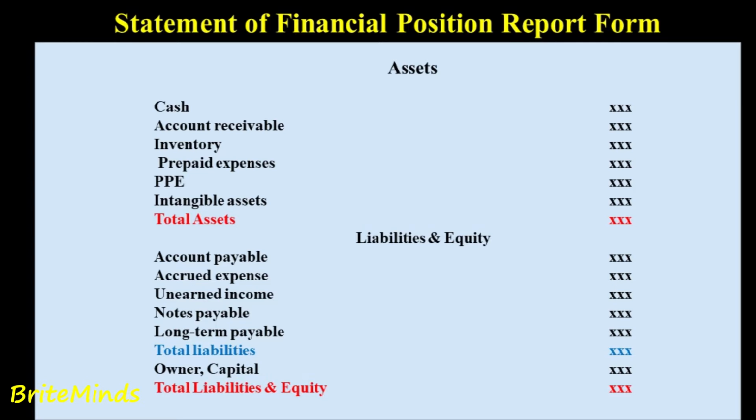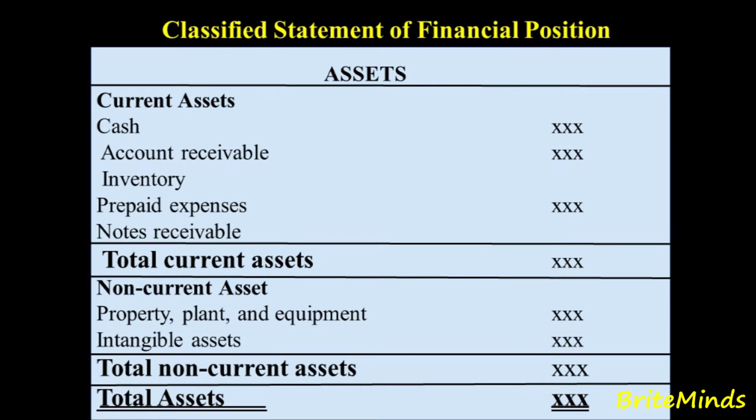There is also what we call a classified report form of a statement of financial position. This classified report form presents assets and liabilities as current and non-current. We can see here on the screen that the assets are classified into current assets and non-current assets.